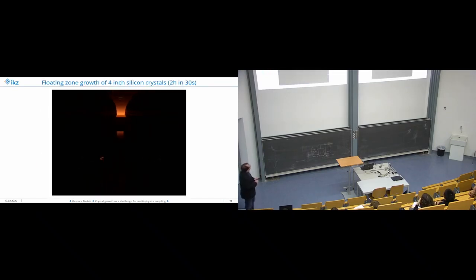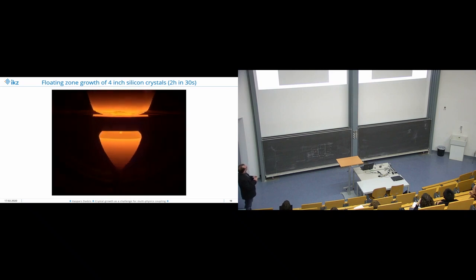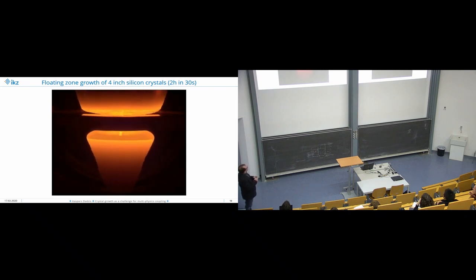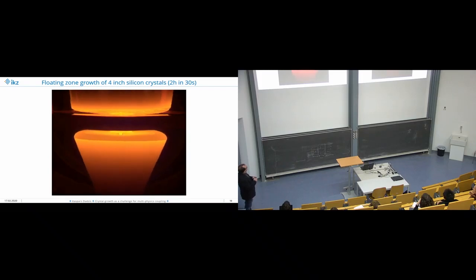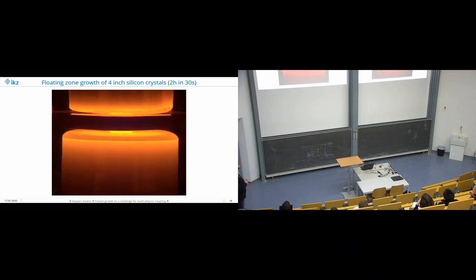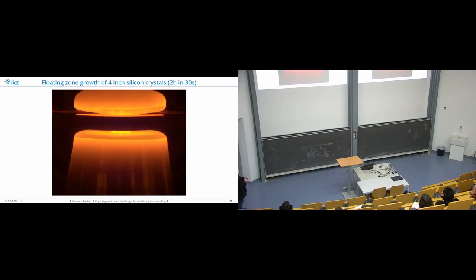Here you can see the movie. Here you have a high frequency inductor, and this inductor is melting the feed rod, which we are pulling down from the top. And here at the bottom, we have a molten silicon drop, a big drop, which is sitting on the crystal, which is growing to the bottom. So we are shifting the feed rod from the top, which is melting, and then we have crystalline silicon, which is pulled down. In this way, we obtain a perfect structure here in this solid phase.